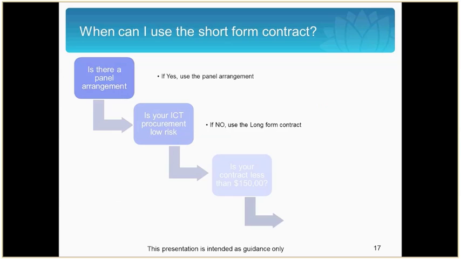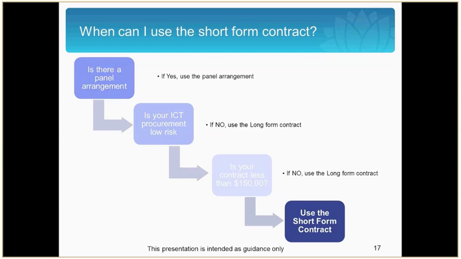But if it's low risk, you need to assess that the price of the entire value of the contract is less than $150,000. If it isn't, you must use the long form contract. But if your procurement is low risk and less than $150,000, use the short form contract.